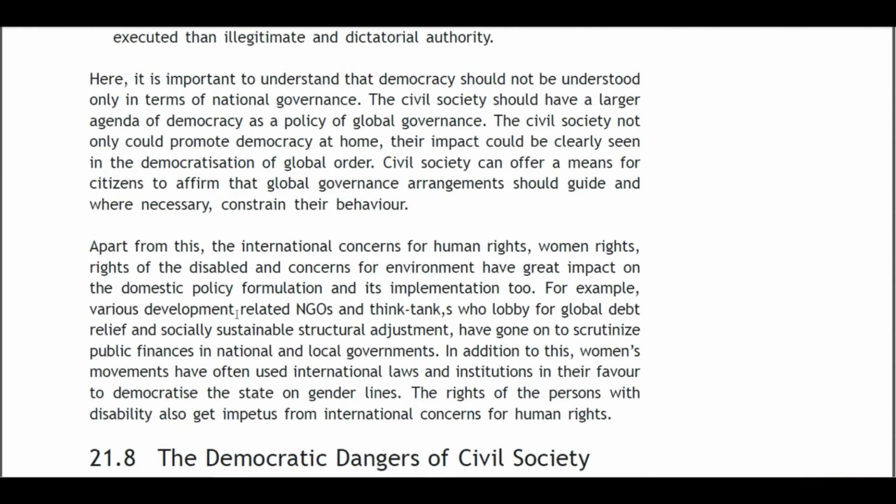For example, various development-related NGOs and think tanks who lobby for global debt relief and socially sustainable structural adjustment have gone on to scrutinize public finances in national and local governments. In addition to this, women's movements have often used international laws and institutions in their favor to democratize the state on gender lines. The rights of persons with disability also get impetus from international concerns for human rights.